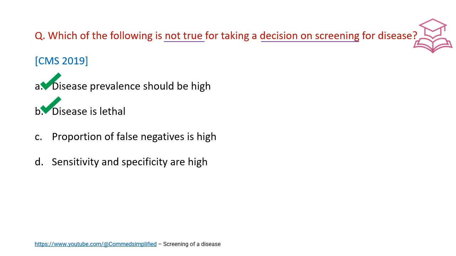Proportion of false negatives is high. It is a false statement. False negative means the disease is present but the screening test is negative. So that means the screening test is not useful. Then sensitivity and specificity are high. If sensitivity and specificity of the screening are high, it will pick up more number of persons with disease. So the answer is proportion of false negatives is high, which is a false statement.